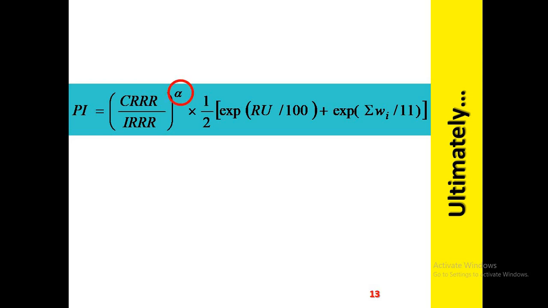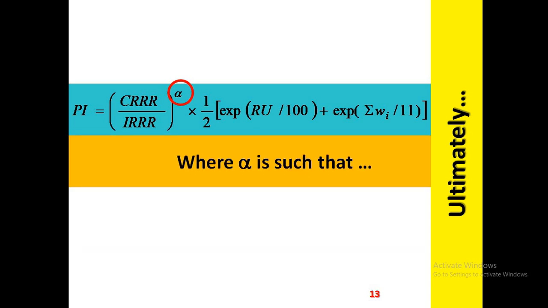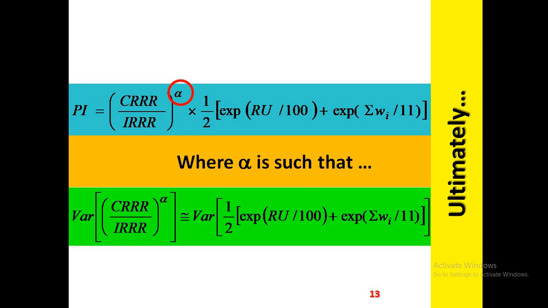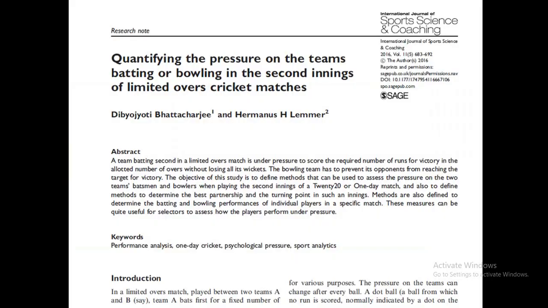the value of alpha, as you can see here. And this alpha is taken in such a way that the variation of the first indicator and the variation of the second indicator are approximately equal, and that actually balances the index. And this formula we ultimately accept for calculating the pressure of the team batting second.